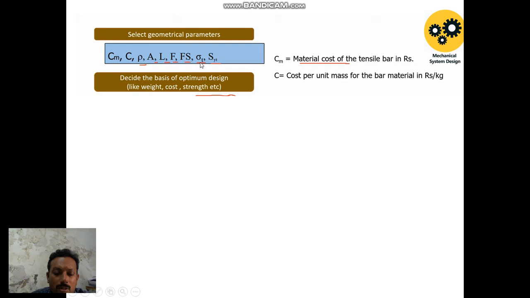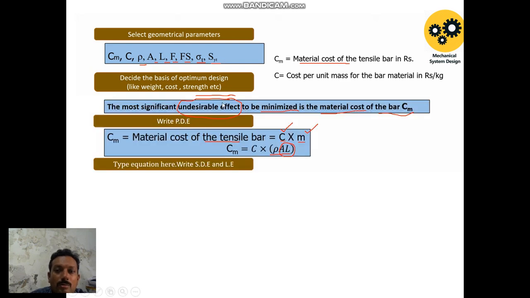Then sigma t is the tensile stress induced in the bar in Newton per millimeter square, or we can say meter square. Then SYT is the ultimate strength of the bar in Newton per meter square. Now on the basis of this, we will first write down the PDE equation.